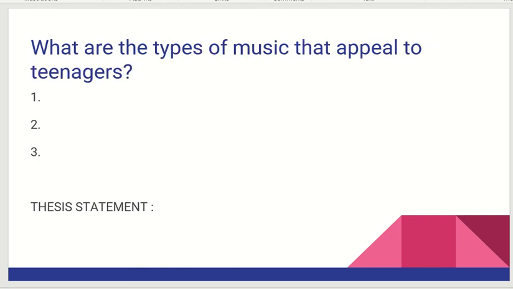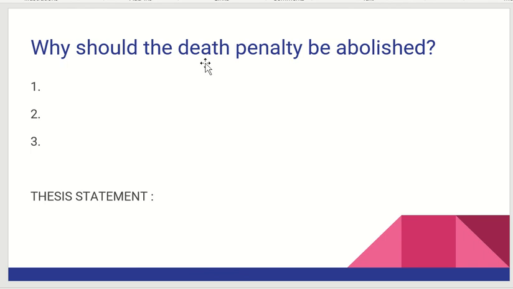Now, please do this, everyone, in a group of 2 people. You need to complete this exercise. This is the first one, the types of music that appeal to teenagers. Second one, the death penalty, why the death penalty should be abolished, meaning that we talk about the reasons.